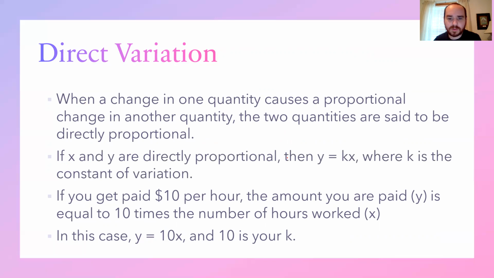If x and y are directly proportional, then y equals kx, where k is the constant of variation. So this k is just some number value. It's the proportional relationship, basically. So in this case, we have y equals 10x because we're making $10 per hour. Total amount of money made is equal to 10 times the number of hours worked. So 10 is our constant, our k value here.